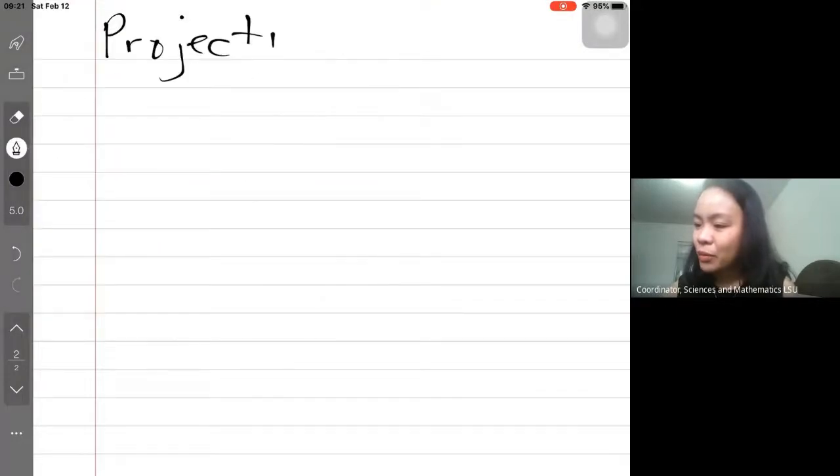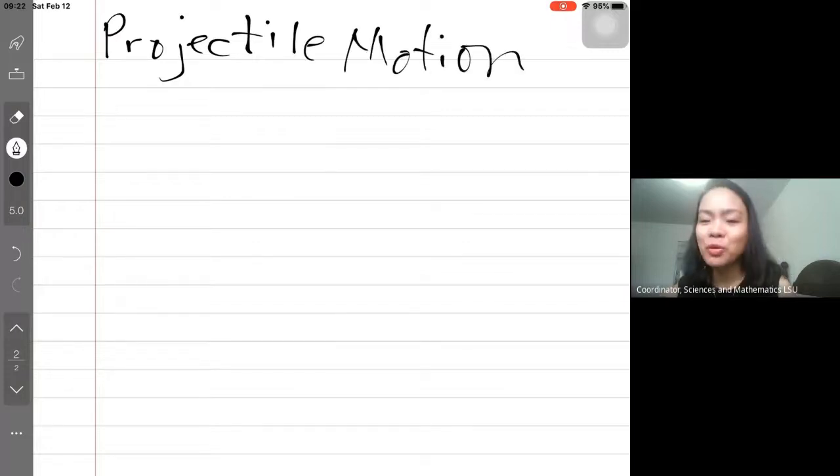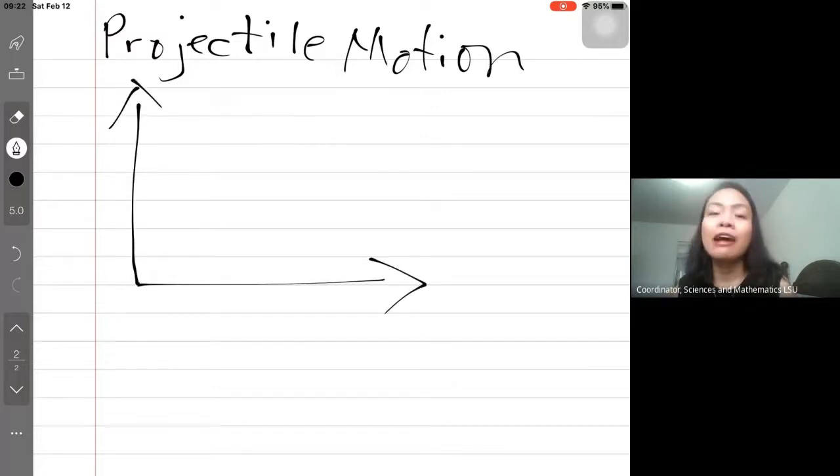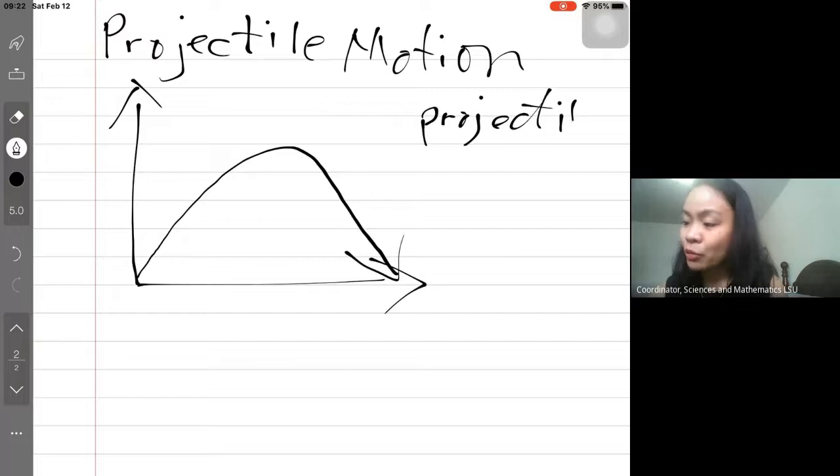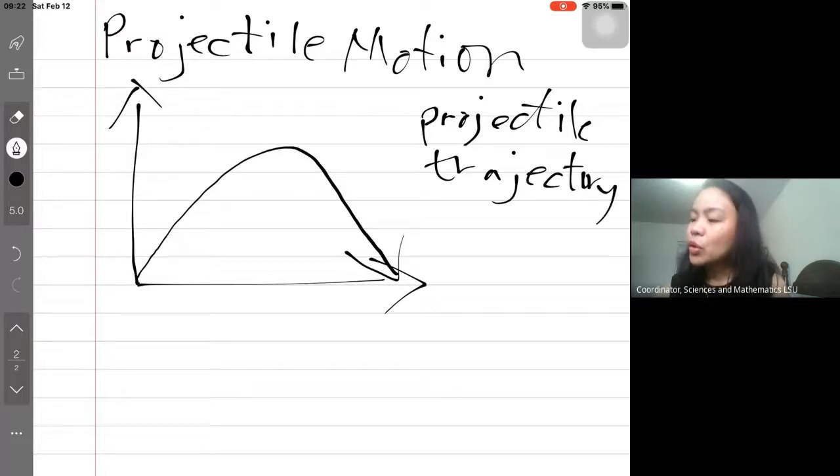Okay, so projectile motion. Now for projectile motion, as I've mentioned earlier, we now have two-dimensional motion, both along the x and the y. For a projectile, it follows a curved path. So we have what we call a projectile, which is our object, and the trajectory, which is the curved path that our object is taking or following.